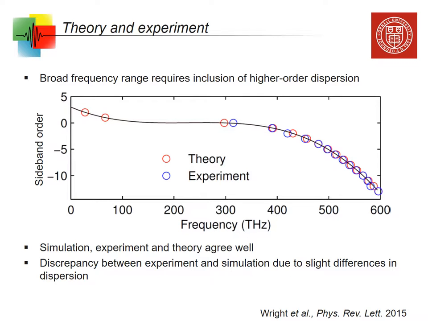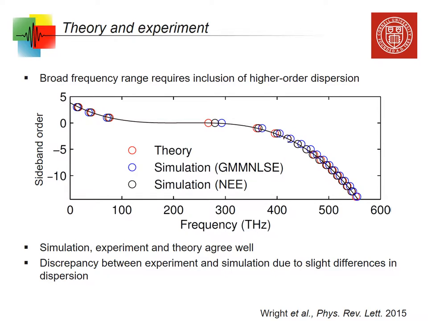Based on that, we can do theory, and the theory predicts experiment very well. So there's good agreement between those two, which is kind of remarkable, actually, considering how simple the theory is. It also models what we see in simulation very well, including a more advanced simulation that includes some of the carrier wave effects.